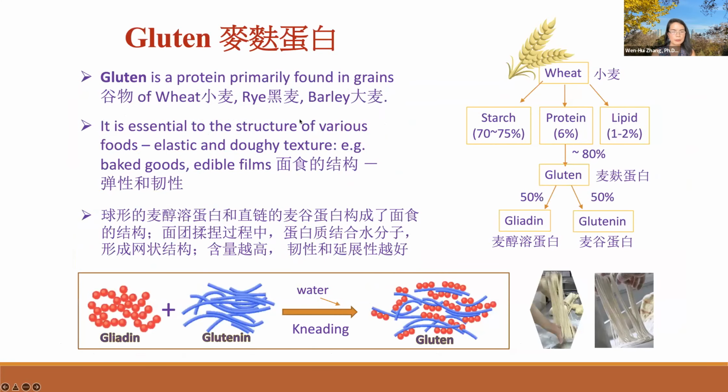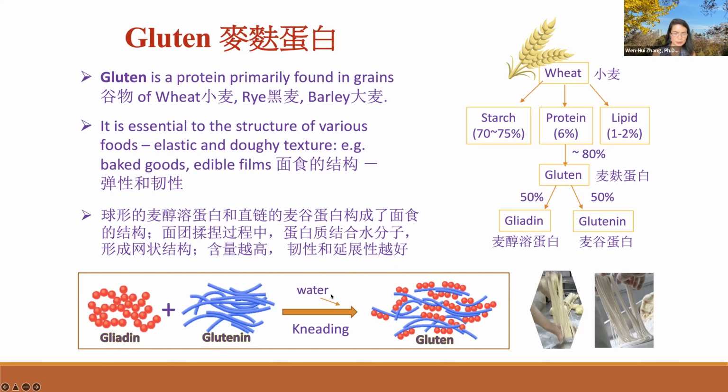So gluten is a protein primarily found in grains, especially in wheat, rye, and barley. And that's the protein in our staple foods made out of flour. So most baked goods contain gluten. The gluten is made out of two proteins, the gliadin, that's globular, and the linear glutenin.